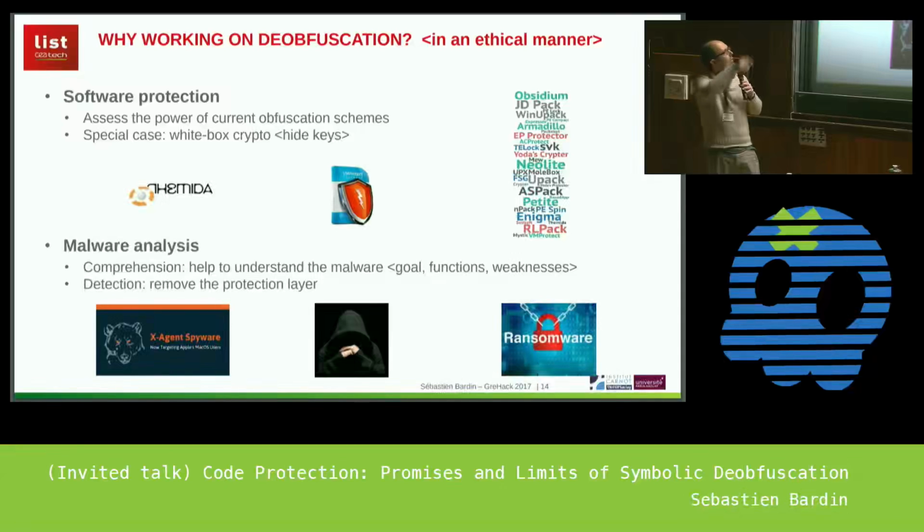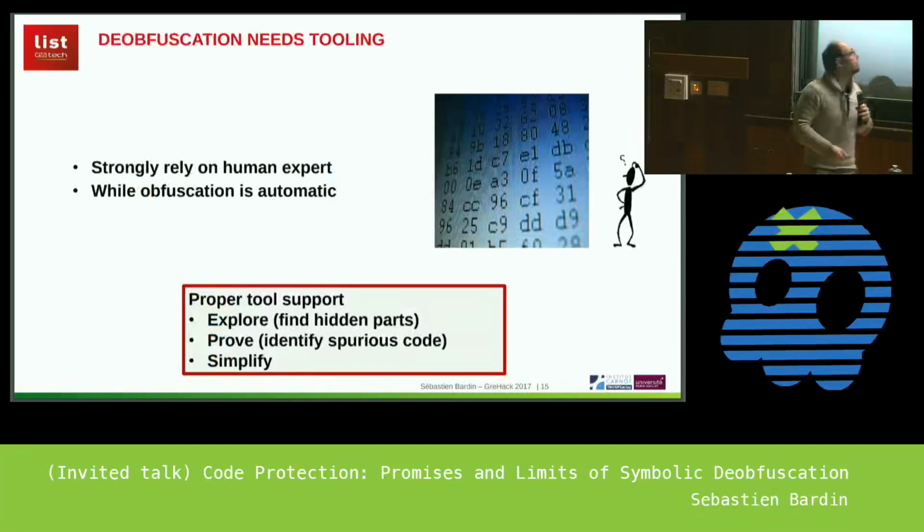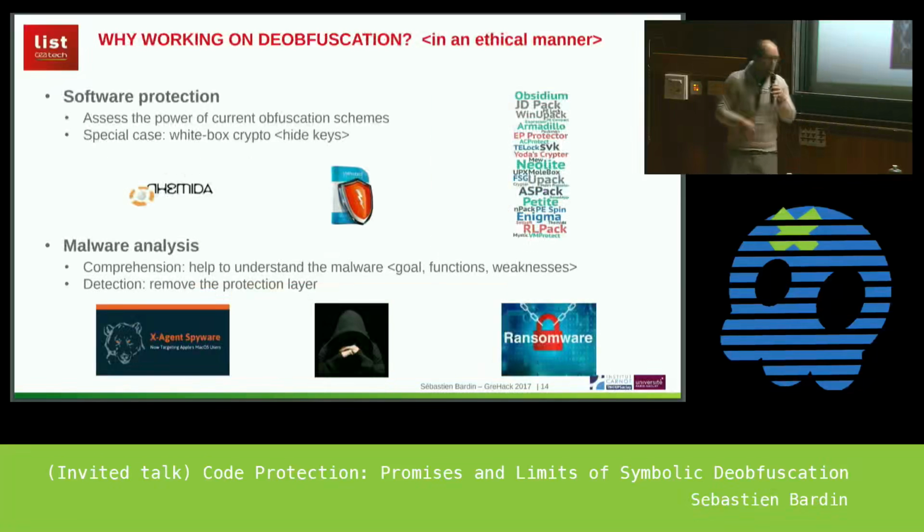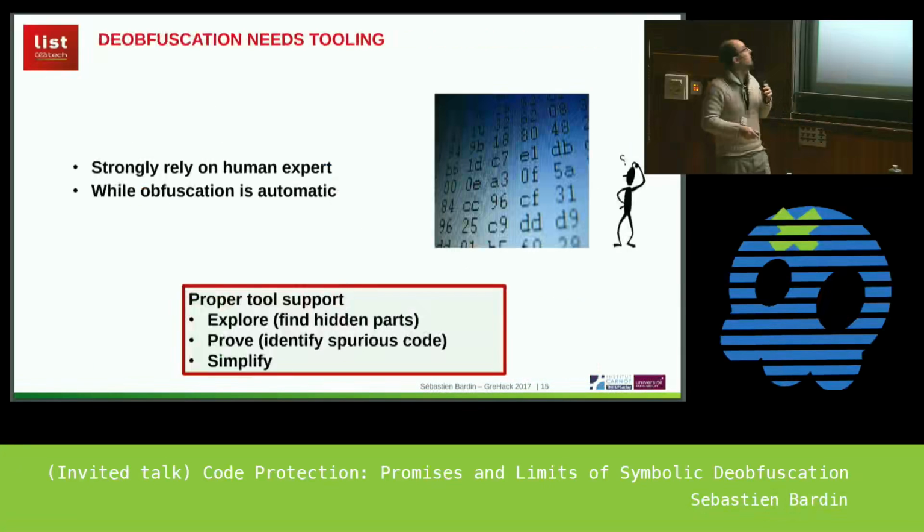And here the good guy is trying to do the deobfuscation to check if the original obfuscation is strong enough to protect assets. These are our two scenarios. Okay, so this is the goal. Now that we know that we can do deobfuscation in an ethical way, how do we do that?